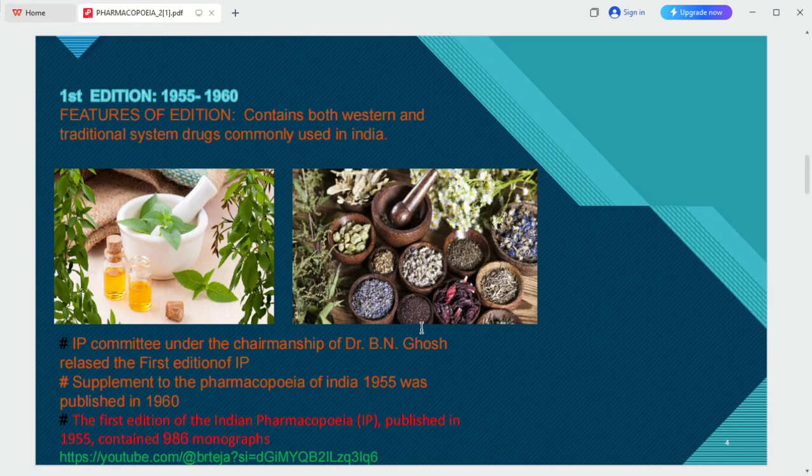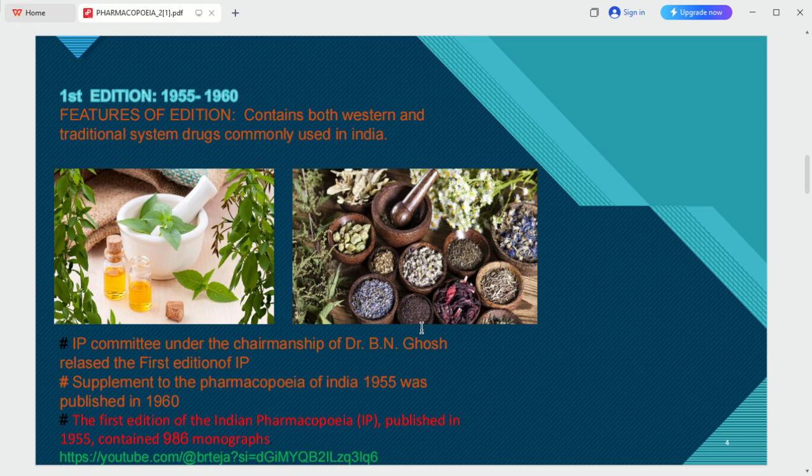Editions. How many editions are there of the Indian Pharmacopoeia? There are a total of 8 editions. How many editions? 8 editions. Okay. The first edition contains both Western and traditional system drugs used in India.